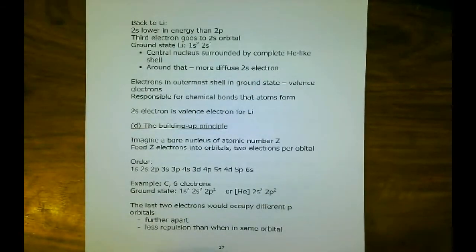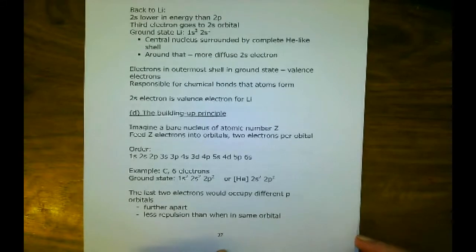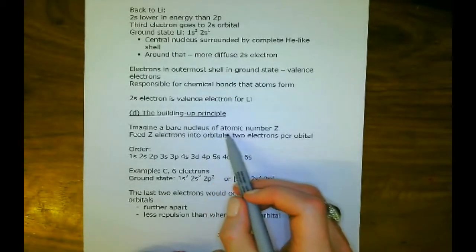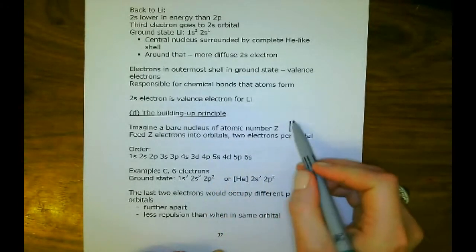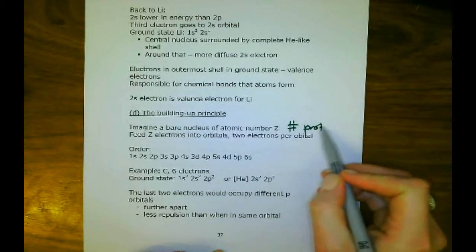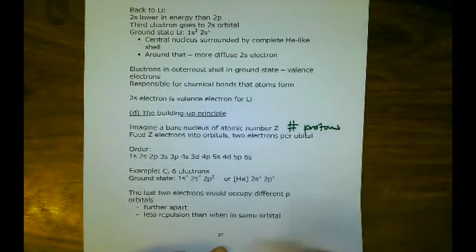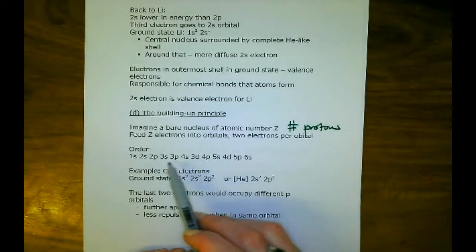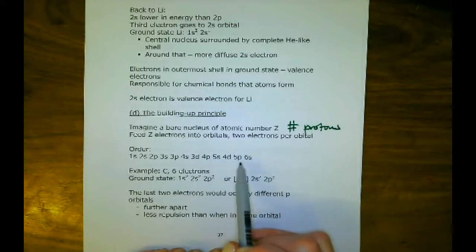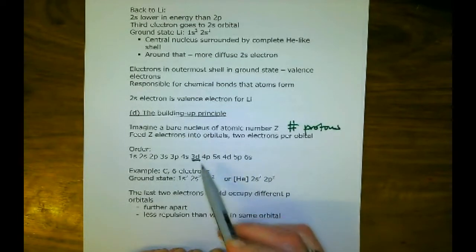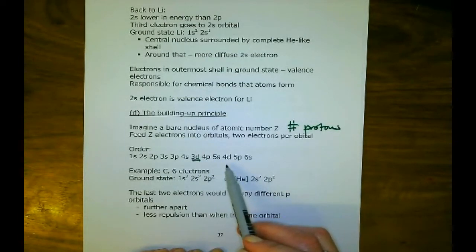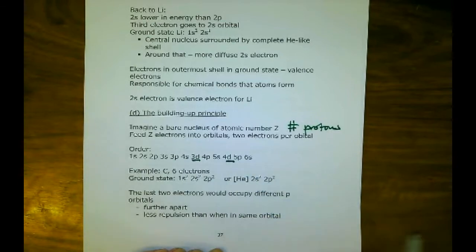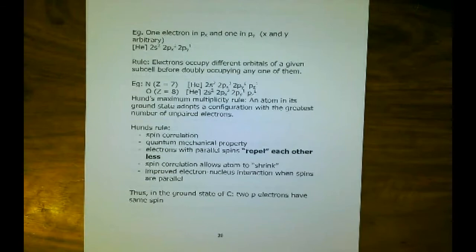That brings us to the building up principle, which is self-study. You know all of this already. We start with the bare nucleus of atomic number Z. So remember, that is the number of protons. We've said this before. And you typically start adding electrons to these orbitals. So just look at the position of those two orbitals. You're familiar with that.